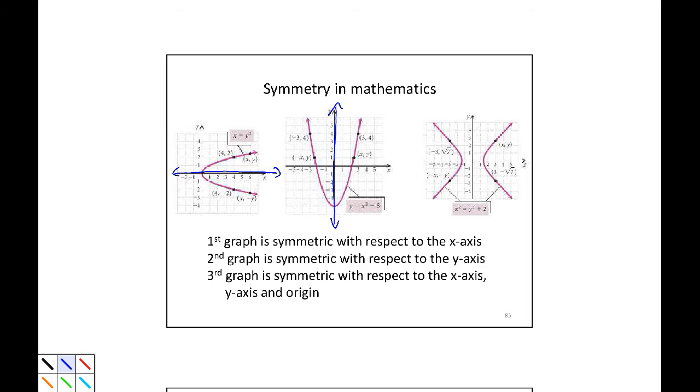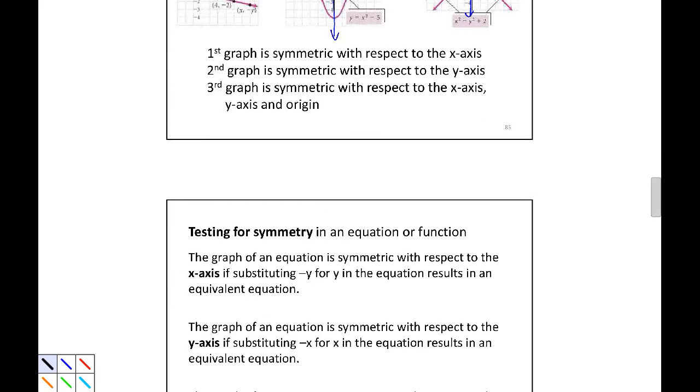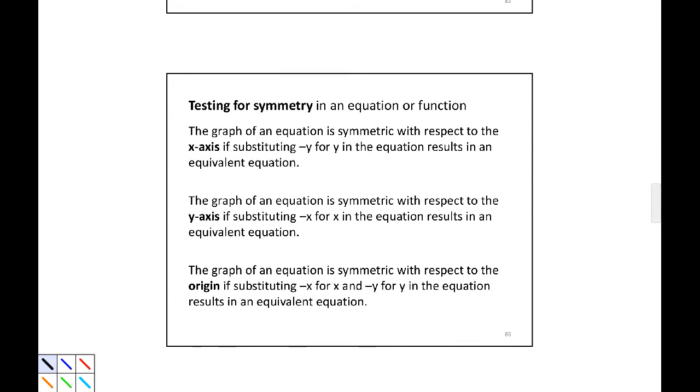And the third is symmetric with respect to the x-axis, the y-axis, and the origin. We have this. It's symmetric here, and when we say symmetric about the origin, it means that these are reflected across the origin there. We can actually have rotations sometimes. So we can test for symmetry in those forms.